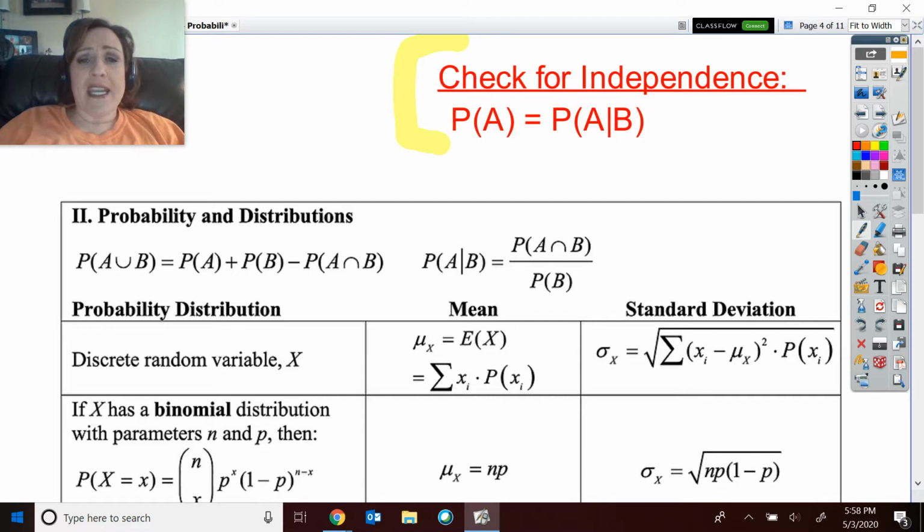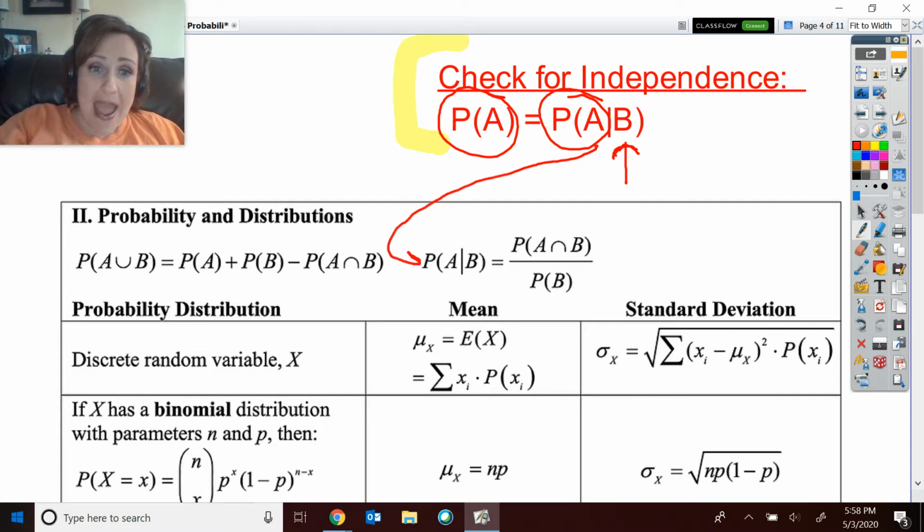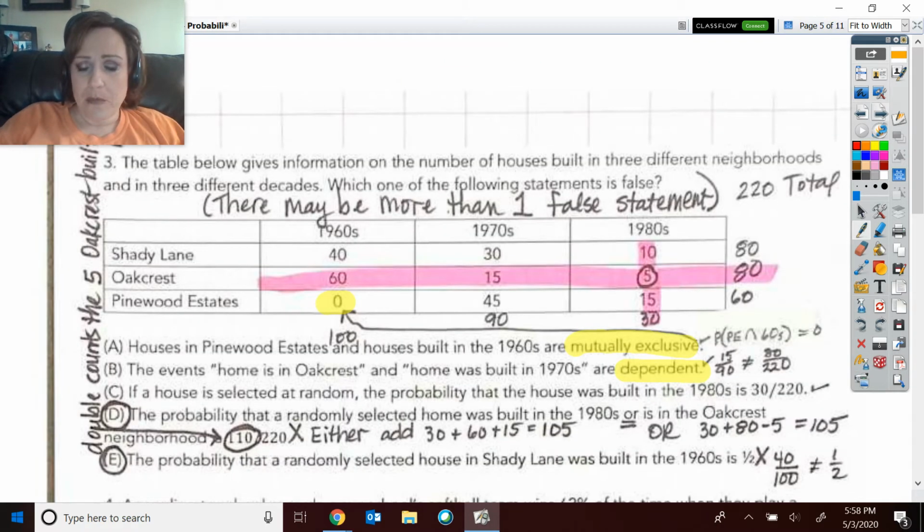Here we need to check to see if independence, then the fact that given that B has happened should not change the probability of A occurring. You can see the math to this: given that B has happened, the probability of A and B, I want that to be the exact same result as just A only. So let's go and compute that on this problem.